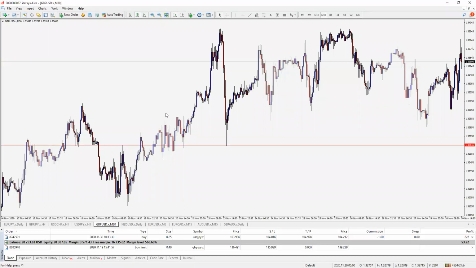Significant, yes. When I say significant, I mean something like this. Very strong and aggressive, okay?